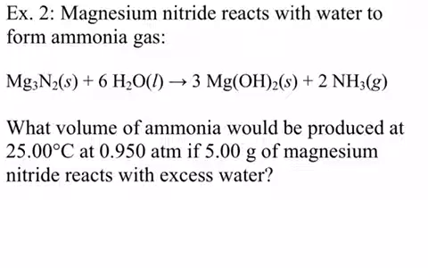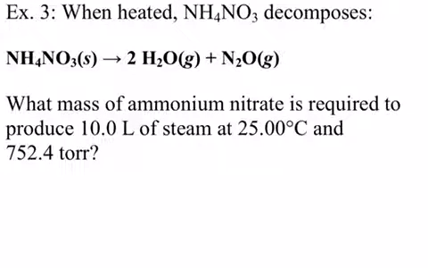And then here's the third one. When heated, you got ammonium nitrate decomposing into water as a gas. This is, just so you know, known as steam. Okay, water as a gas and dinitrogen monoxide. So they want to know what mass of ammonium nitrate is required to produce 10 liters of steam at 25 degrees Celsius and 752.4 torrs.